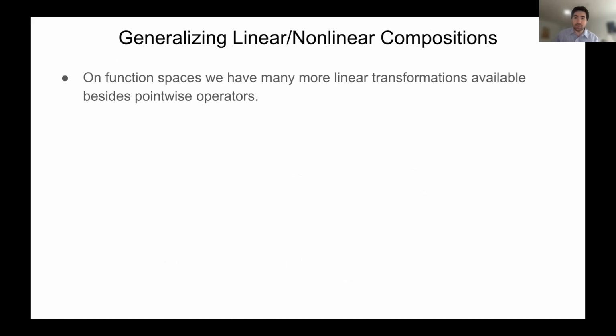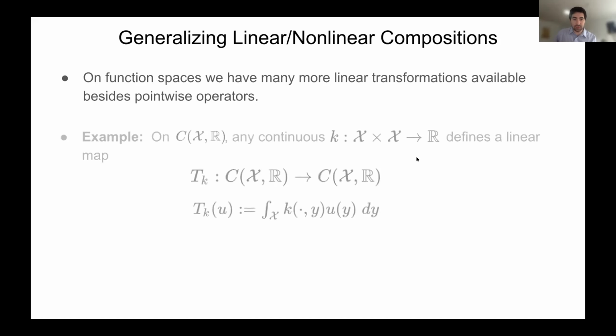One thing that you might immediately notice is that on function spaces, there's a much larger class of linear transformations than just linear transformations acting on the output of these functions, which is to say pointwise operations. We might consider those purely local linear transformations of functions because they only depend on the value at that one point. But we have much larger classes of linear transformations.